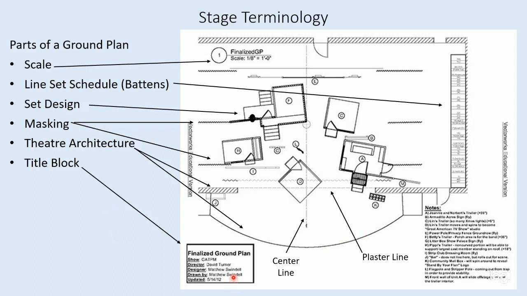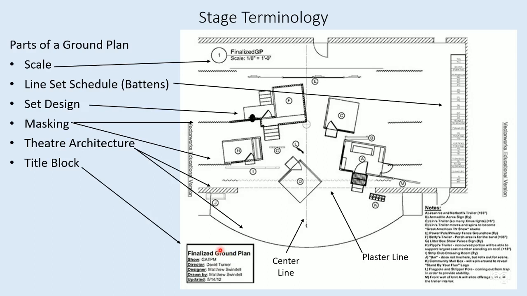Next is the title block. The title block shows us the show, the director, the designer, oftentimes the date. Sometimes the scale will be listed down here. Title blocks can be very ornate or very simple, but they give us some key information about what show we're looking at and whose drawings we're looking at, right? So that's the title block.